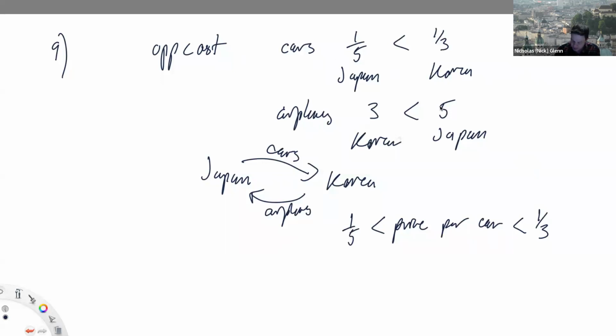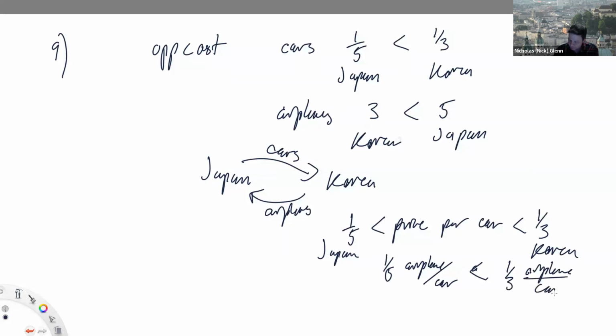Just look at your opportunity cost, the lower bound in Japan. All right. So, they're not going to trade for anything lower than this price. Whereas Korea is not going to trade anything higher than this. These would be bad deals for them. They'd be better off just doing it on their own. They'll end up with more of each good. All right. So it needs to be between 1/5 of an airplane per car and 1/3 of an airplane per car.